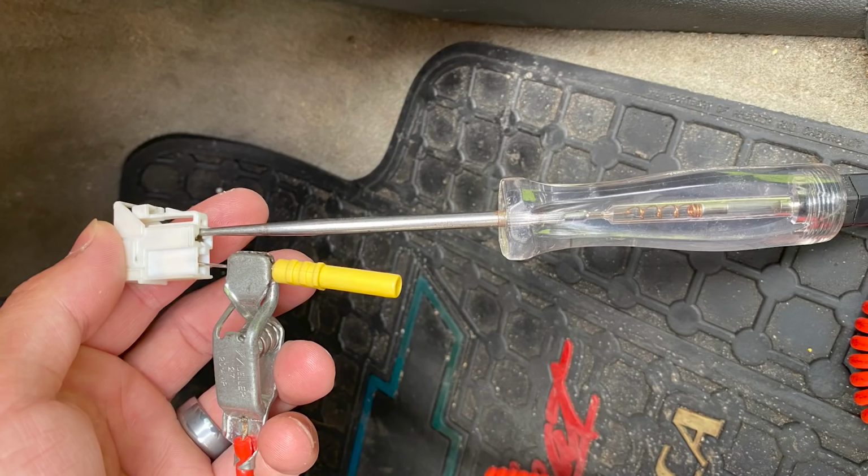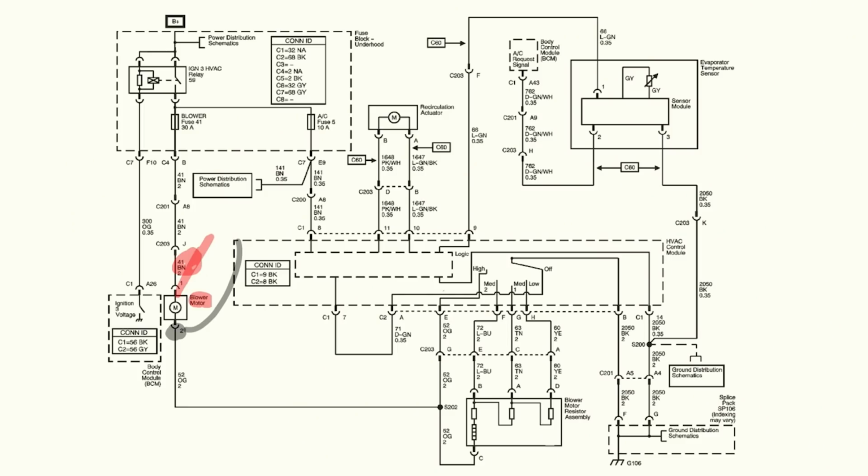I turned the key on. When I turn the key on, my test light should light up nice and bright. I've substituted the blower motor with my own load, with my test light. The light did not light up. So I'm either missing power, which leads me back to there, or I'm missing the ground path.